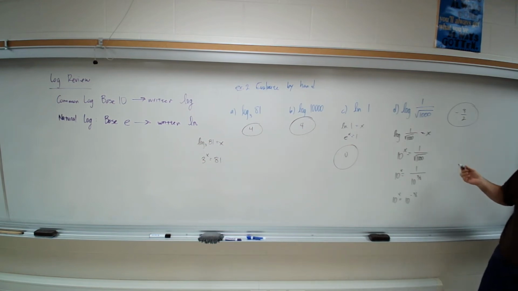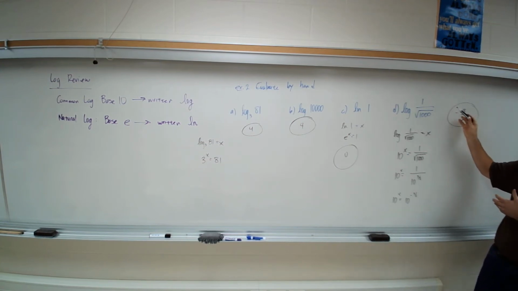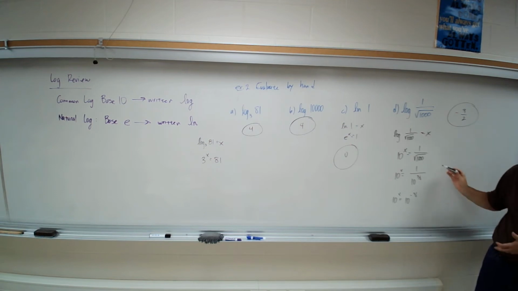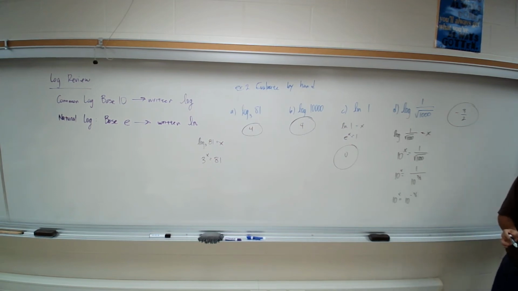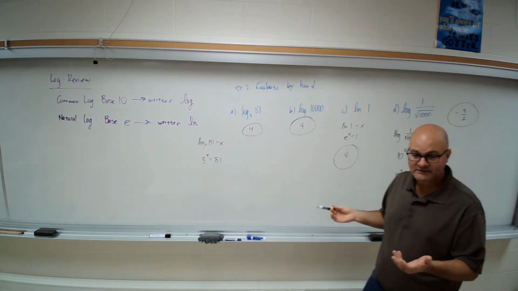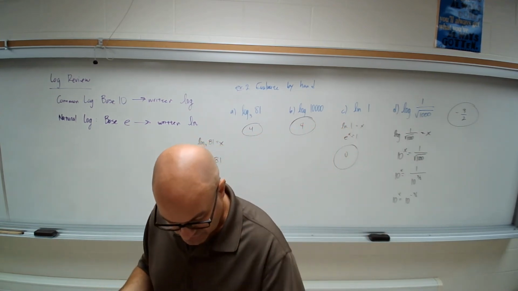Again, your fallback, if you don't know what to do and you're stuck and you have to evaluate, is to set it equal to x, try to switch forms, and see if you can make sense of it that way. That's always the last resort.